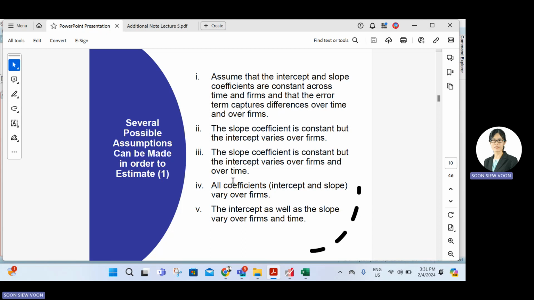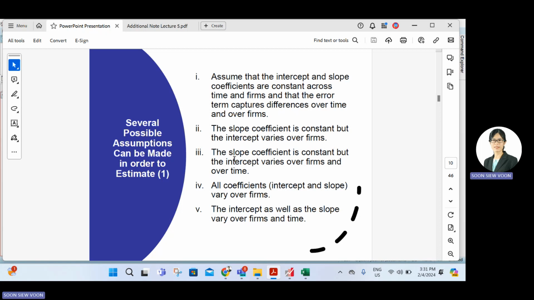Assume the intercept and the slope coefficient are constant. Or the slope coefficient is constant, but the intercept might vary over the firm. So the intercept can be constant, but the slope can also vary over the firm. Or the slope coefficient is constant, but the intercept varies over the firm and over the time. Not only over the firm, but also over the firm and over the time, right?